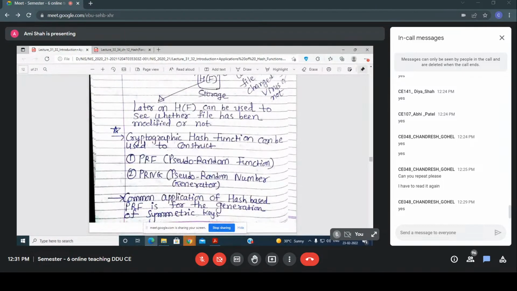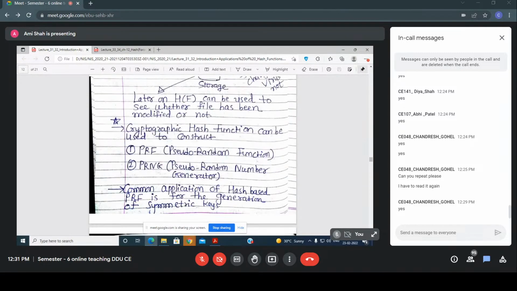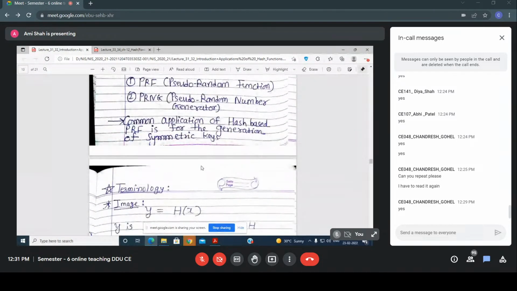A cryptographic hash function can be used to construct a PRF, that is a pseudo random function, and a PRNG, that is a pseudo random number generator. The common application of a hash-based PRF is the generation of symmetric keys. So this is all the information about the applications of hash functions.